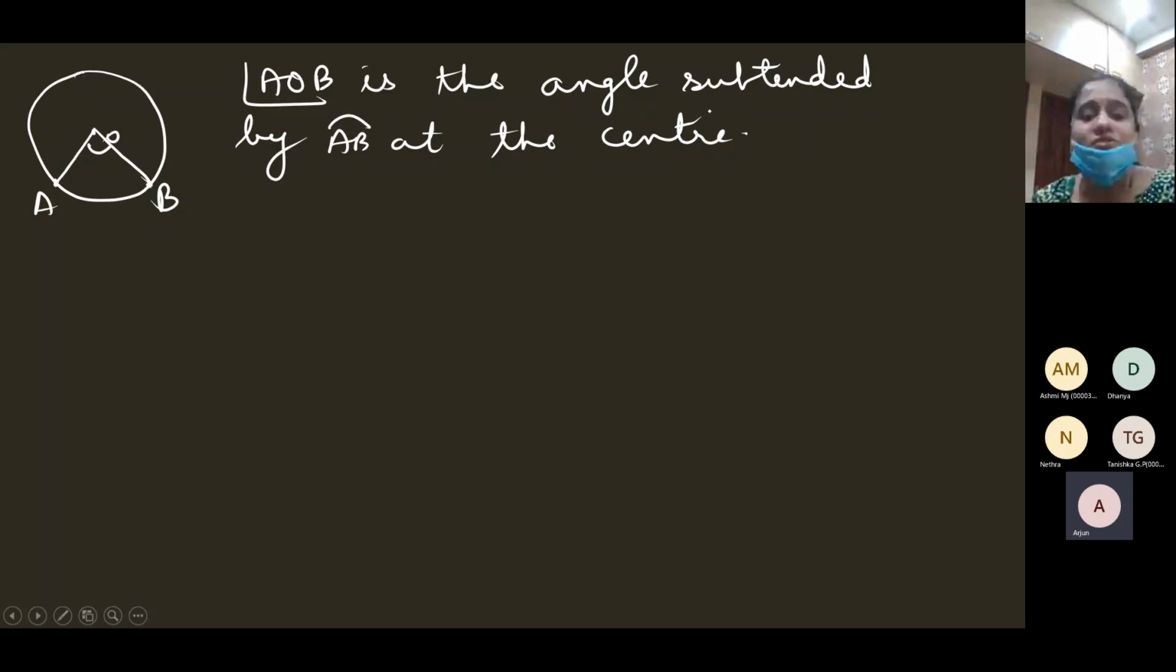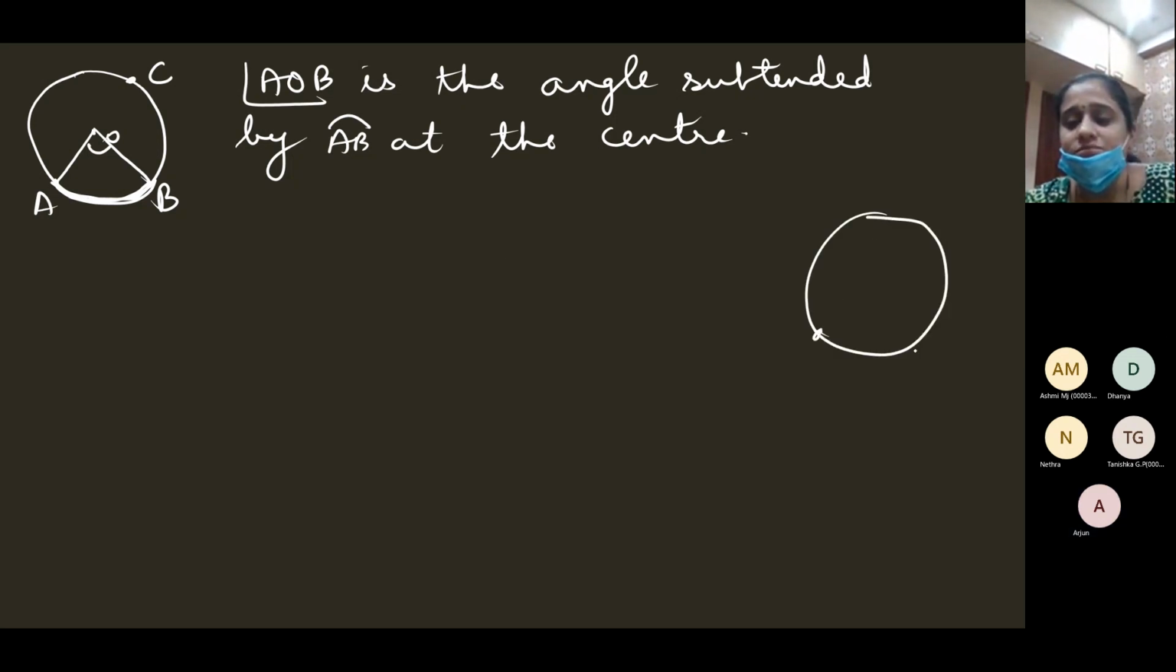Now let's take a point on the circumference of the circle. Any point, anywhere. Supposing I take a point here and I call it C. Now this is the arc, right? I should not take the point C on this arc, but on the remaining part of the circle. This is arc AB. Don't take C on this one. Take C anywhere here. So arc AB makes angle AOB at the center. Take a point C on the remaining part of the circle.